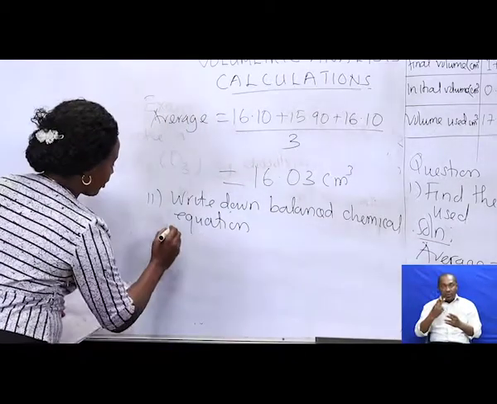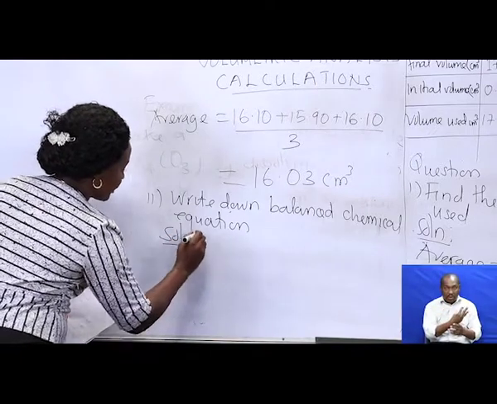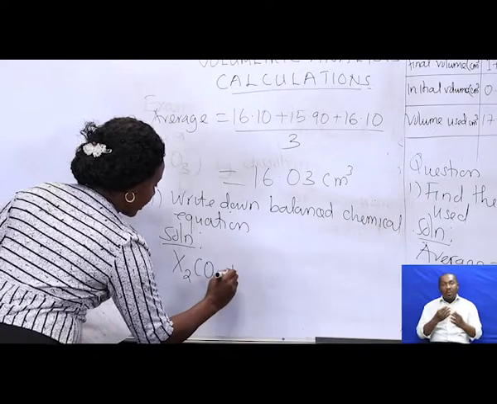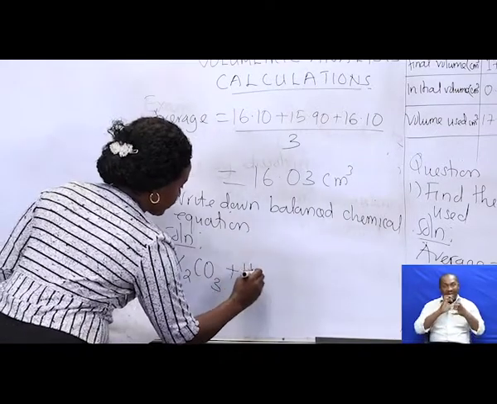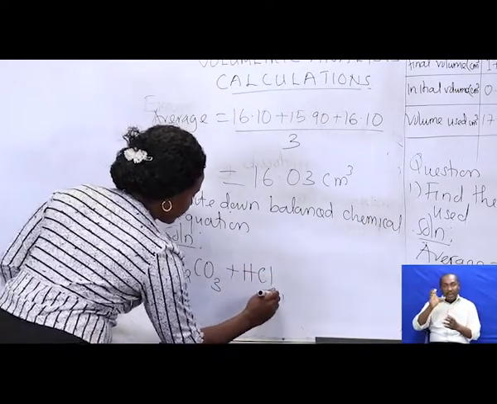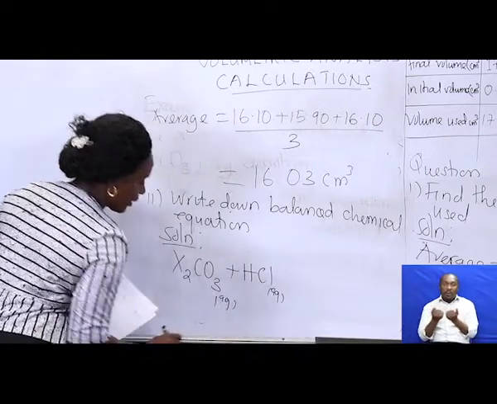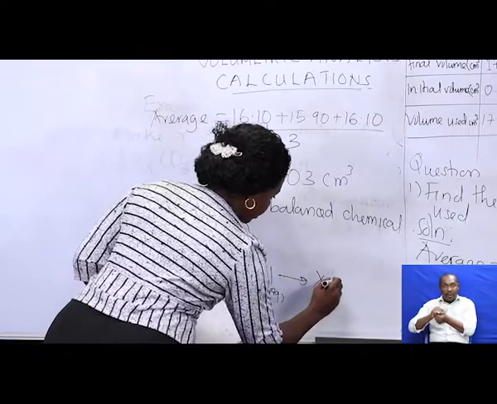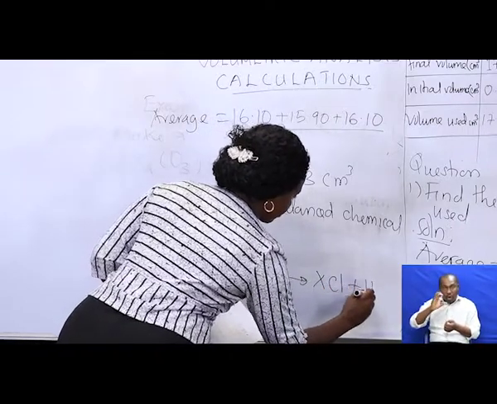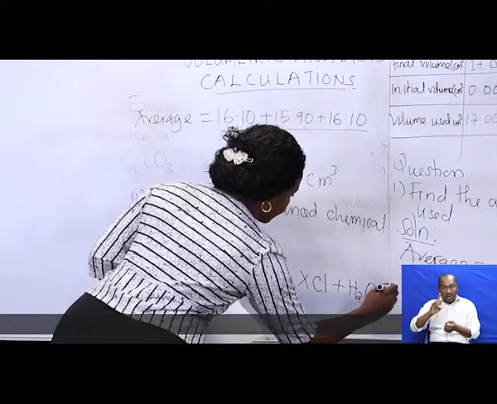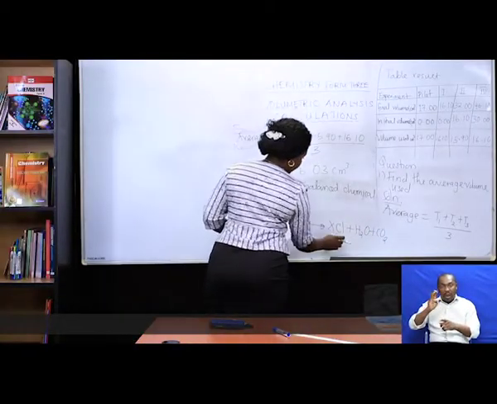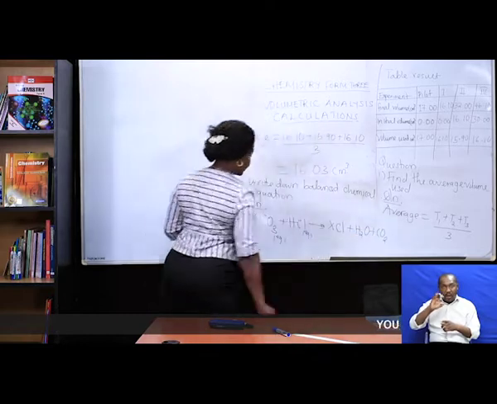So we'll go for the solution as well. What is happening? It is metal carbonate reacting with hydrochloric acid. And then what will be the products? The products will be metal chloride plus water plus carbon dioxide gas.